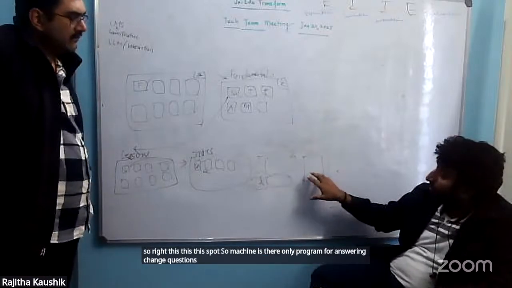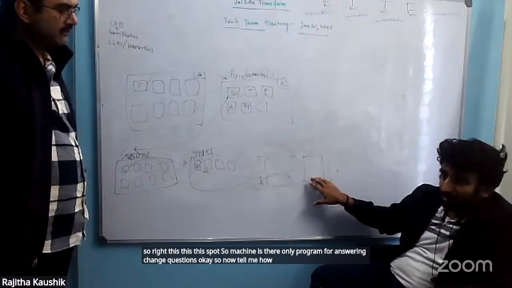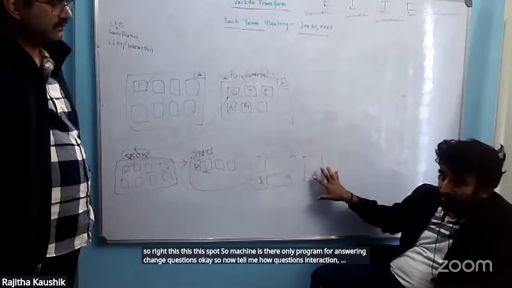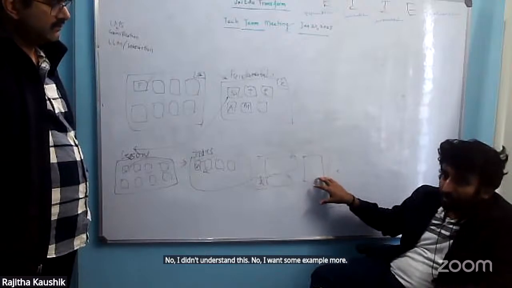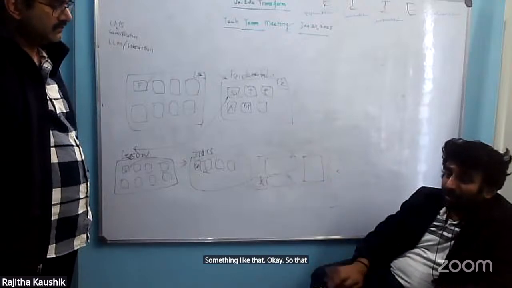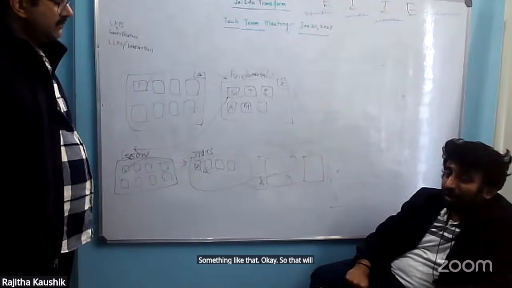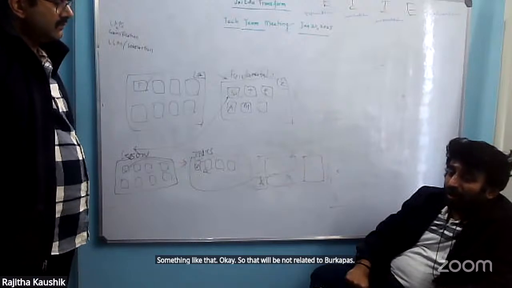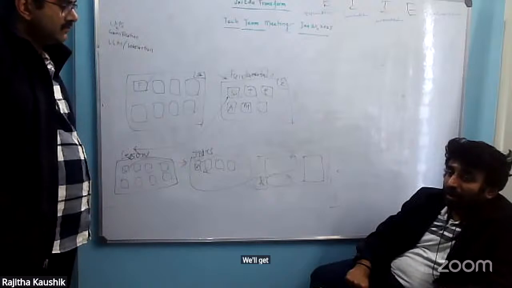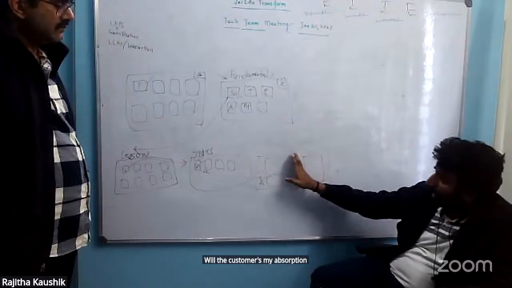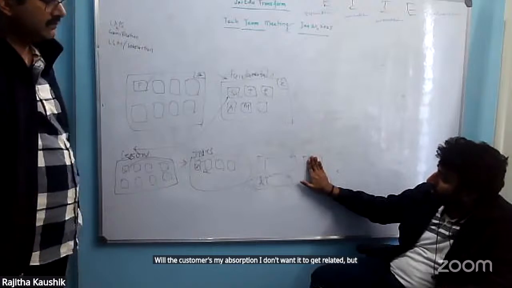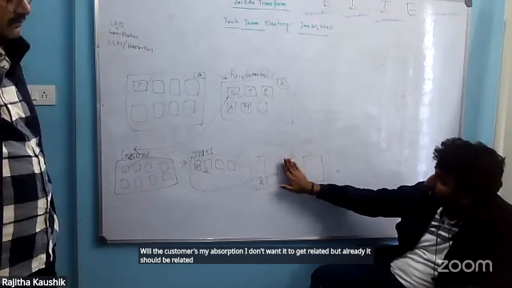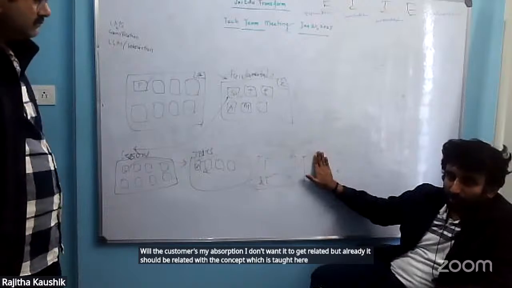So now the child will have questions, interaction. I didn't understand this. I want some more examples. That will not be related to Google Classroom. Google Classroom is for my absorption. I don't want it to be related, but it should already be related to the concept which is taught here.